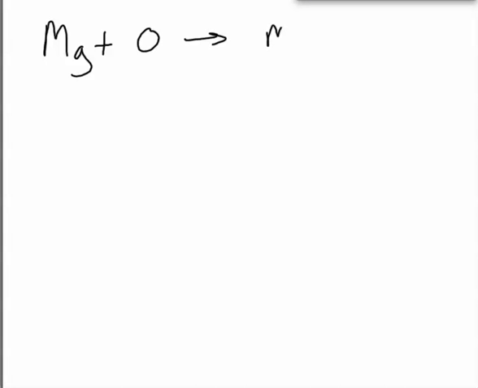Okay, for the first one, you combine magnesium and oxygen, and it gave off magnesium oxide. Oxygen is diatomic, and so when you balance the equation, you need 2 magnesium oxides, 1 magnesium, and this is a combination reaction, also known as synthesis.